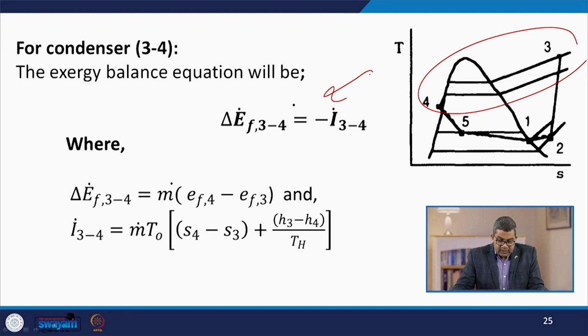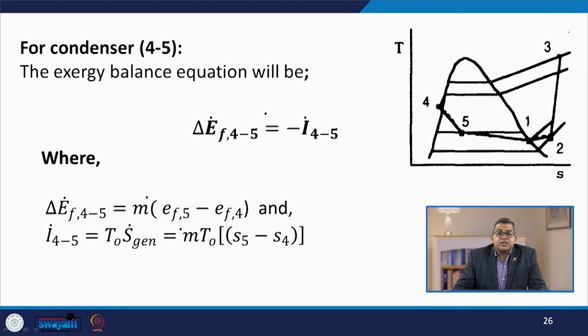Now, if we take the condenser from station 3 to 4, the exergy balance equation is represented as delta EF 3 to 4 equals minus I 3 to 4, where delta EF 3 to 4 is equal to m into (EF4 minus EF3), and I 3 to 4 is equal to m T0 into (S4 minus S3), that is entropy at station 4 minus entropy at station 3, plus (H3 minus H4), that is enthalpy at station 3 minus enthalpy at station 4, upon TH.